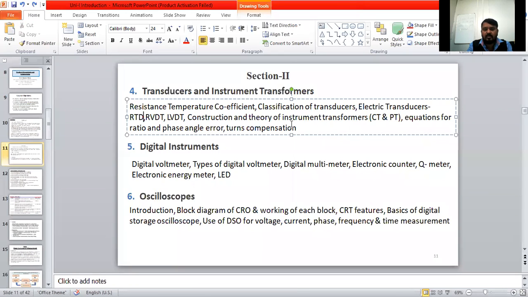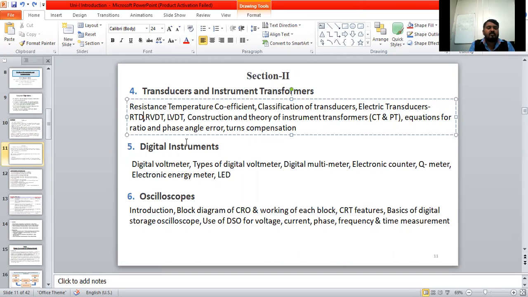Next, we will go for the instrument transformer: the theory and introduction. There are only 2 devices: the current transformer and the potential transformer. We have to discuss the diagrams, but there are very important derivations, the equations for ratio and phase angle error, and turns compensation. It will take nearly 7 to 8 hours to complete this unit.